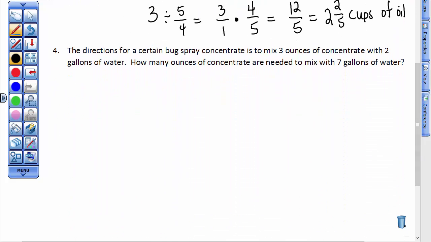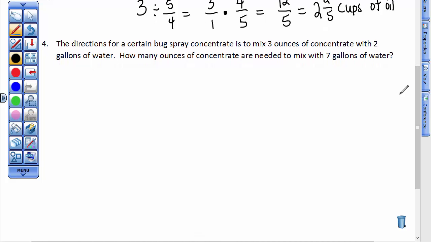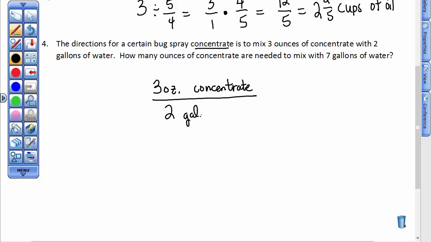All right, we're going to make a concentration. You know, sometimes you buy things at Lowe's or Menards or the Farm Bureau, and you have to turn it into a product that you will use because it comes in a concentrated form. So here we've got a bug spray that comes in a concentrated form, and 3 ounces of concentrate is put in with 2 gallons of water. Those are the directions. 3 ounces of concentrate. You will do this in your life someday. Goes in with 2 gallons of water.